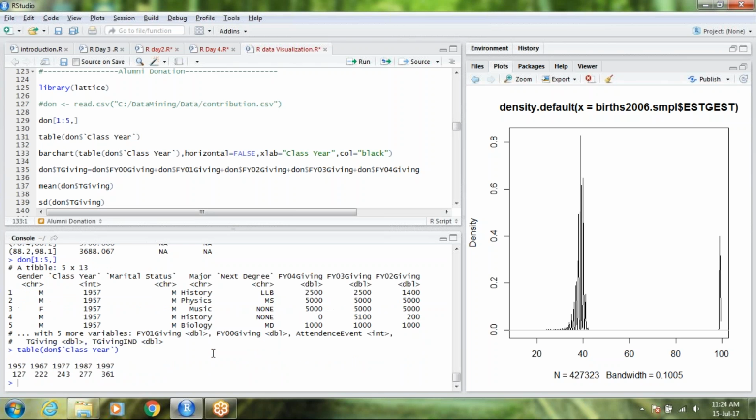So classes that I have. So I have people passed out in 1957, 65, 77, 87, and 97. So let us look at the bar chart of this data and let us try to understand.